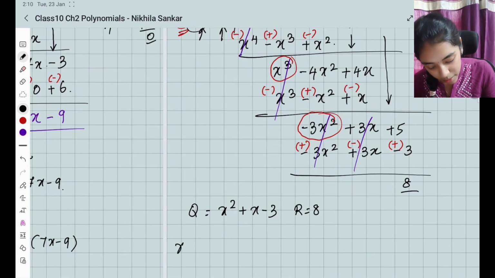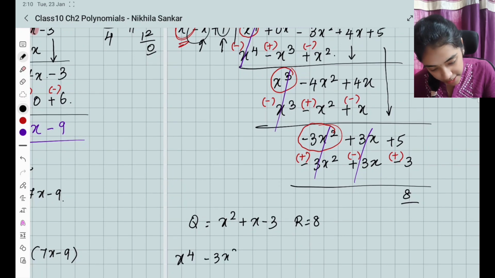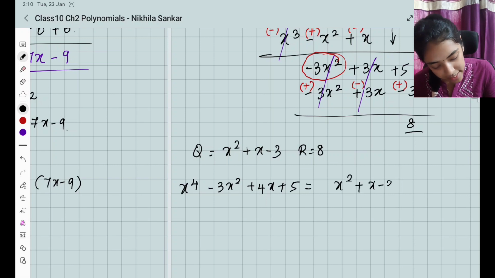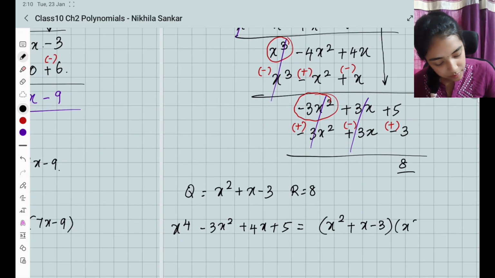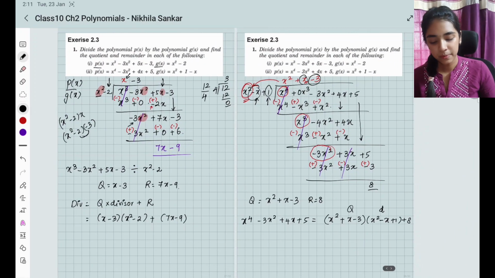8. So basically நம்ம என்ன பண்றோம்? You can write x power 4. What is the question? Minus 3x square plus 4x plus 5 as quotient, which is x square plus x minus 3. Quotient into divisor, x square minus x plus 1, quotient into divisor plus remainder, which is 8. Okay? Simple. Please copy.